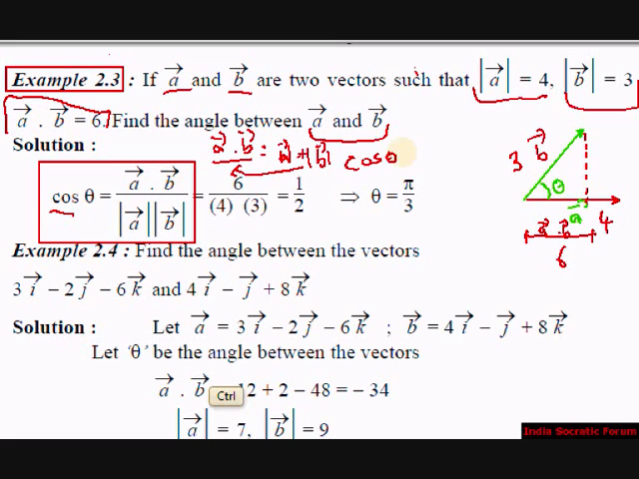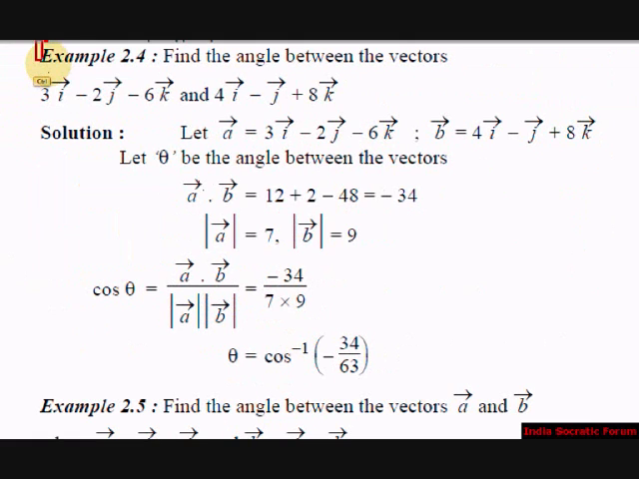Okay, substituting the values from here, we get 6 by 4 into 3, that is equal to 1 by 2. So theta is equal to what? Pi by 3, that is 60 degrees. Cos 60 is 1 by 2, right? So pi by 3 is 60 degrees.